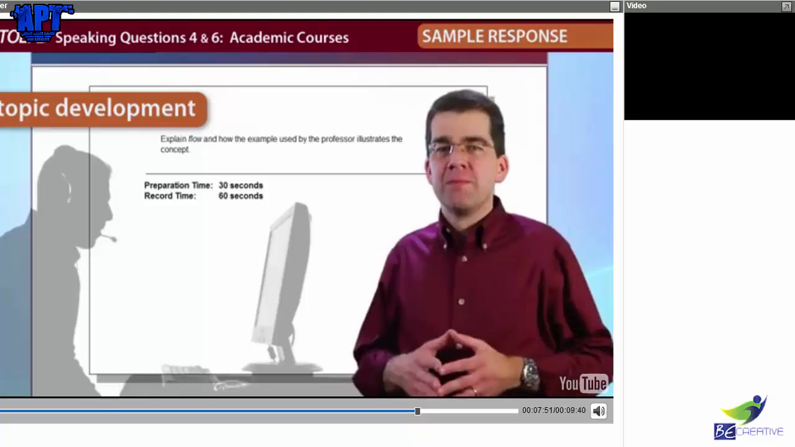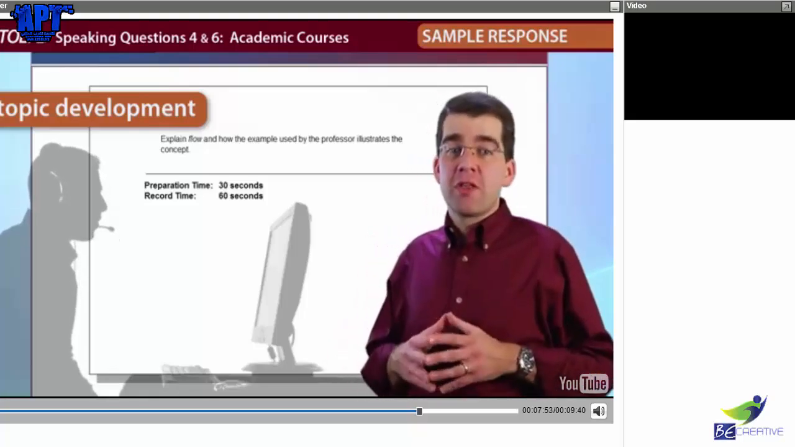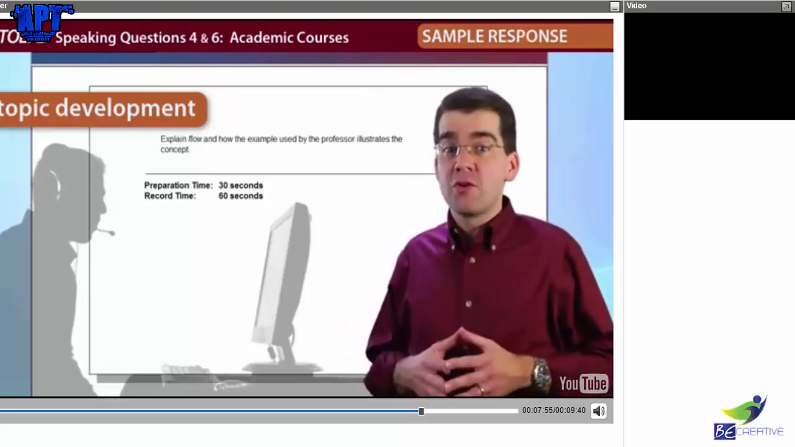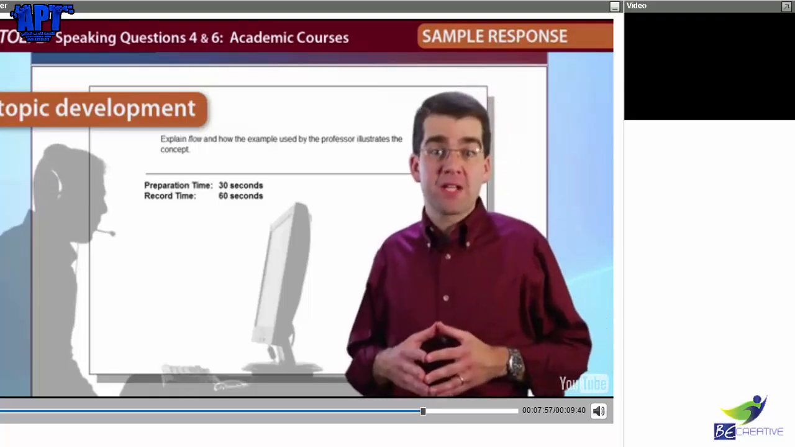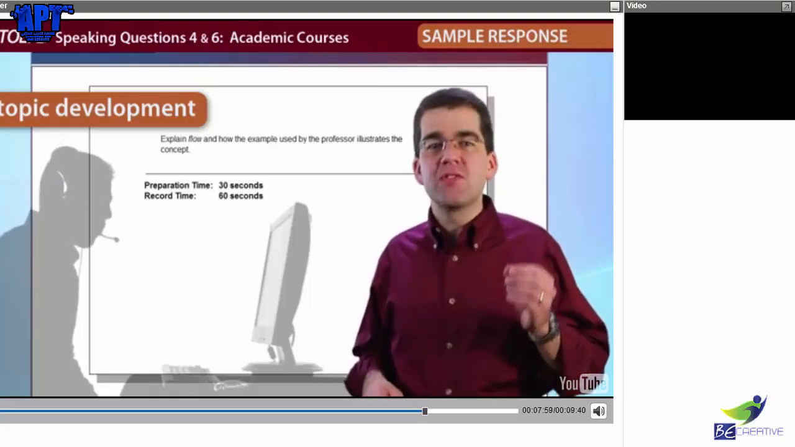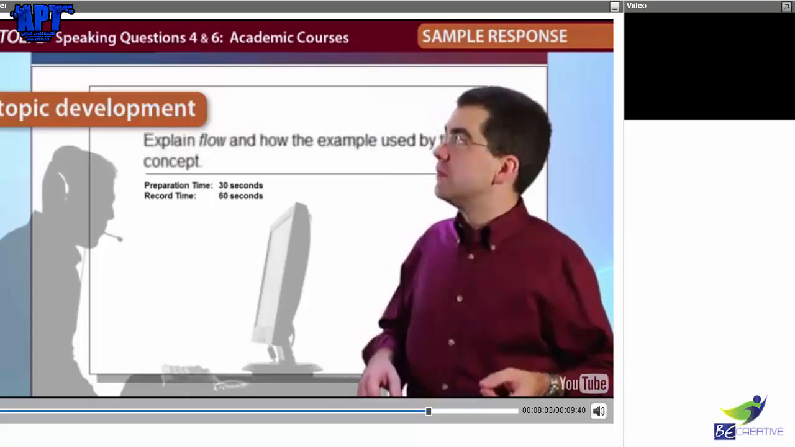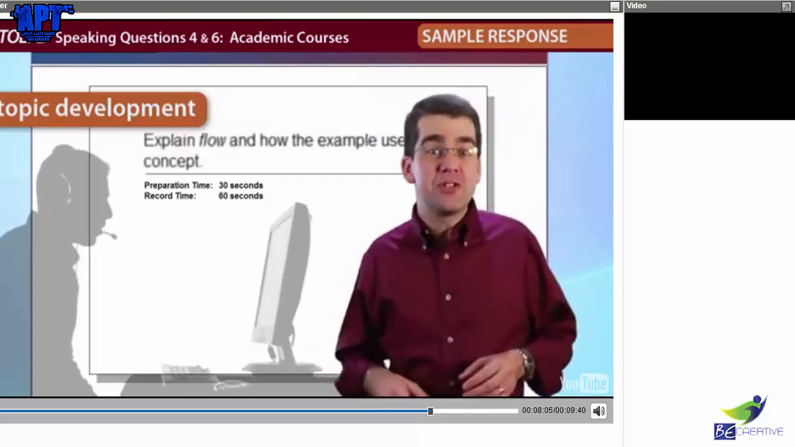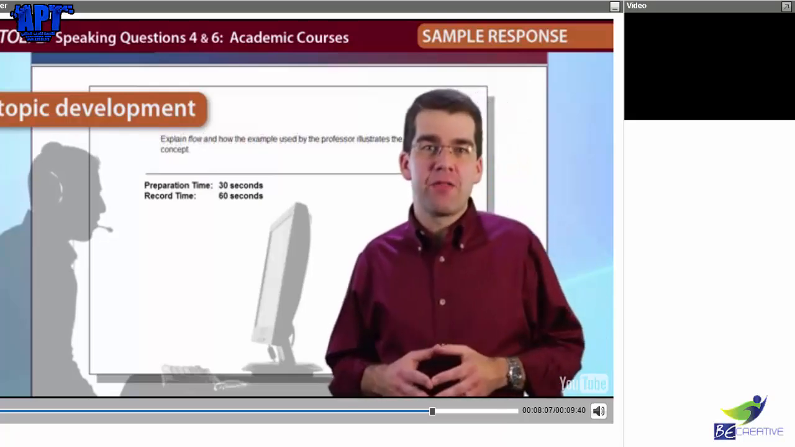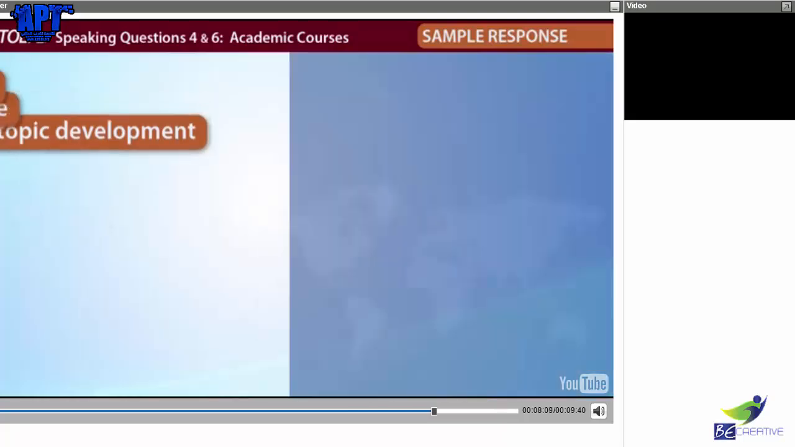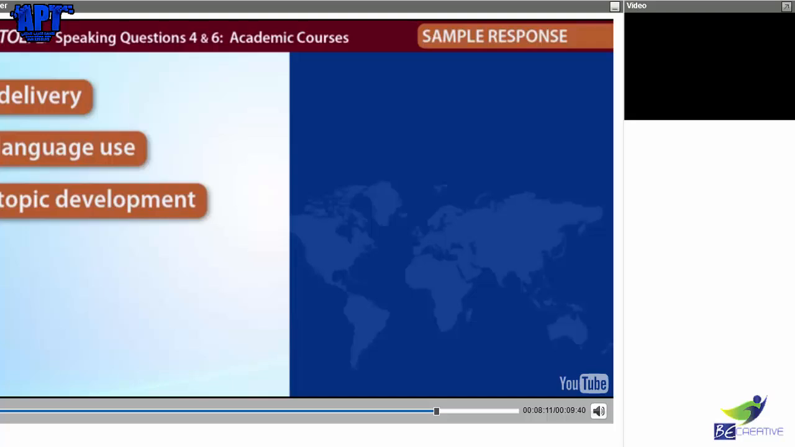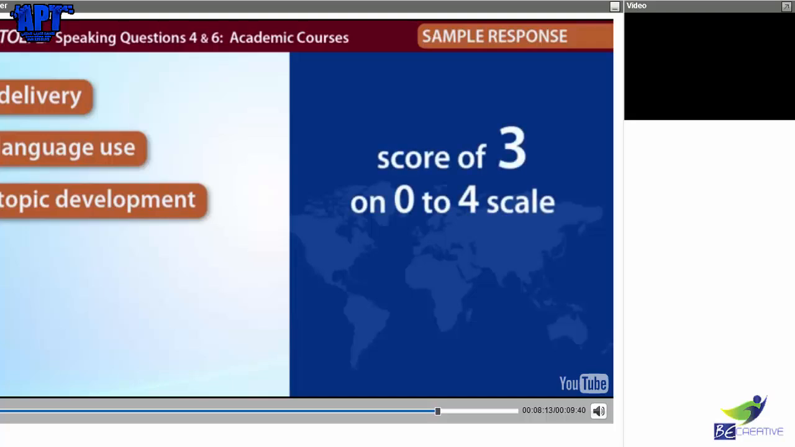For topic development, although he does give an accurate summary of the professor's example about his friend who spent the whole night working on a mathematics puzzle, he never really explains what flow is. And that's the first part of the question: explain flow. So he needed to do that, then explain how the example illustrated the concept. So overall, this meets all the criteria for a score of 3 out of 4.